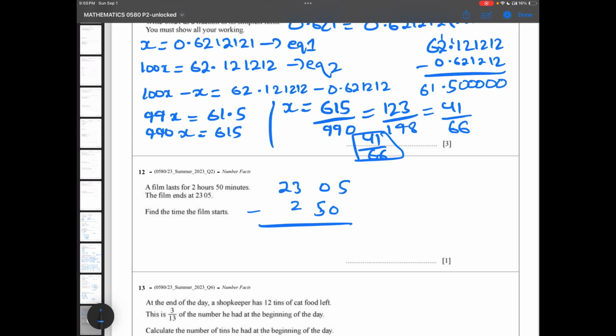If I give these 60 minutes more to 5, this 5 minutes will become 65, right? So where did it get 60 minutes? It gets from 23. So if 23 hours is given 60 minutes, that's 1 hour, to the minutes, and becomes 22. And now we can easily subtract 50 minutes from 65. It's 15. 22 minus 2 is 20. So it means the film started at 20:15.